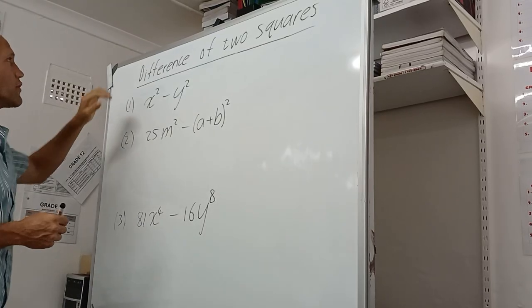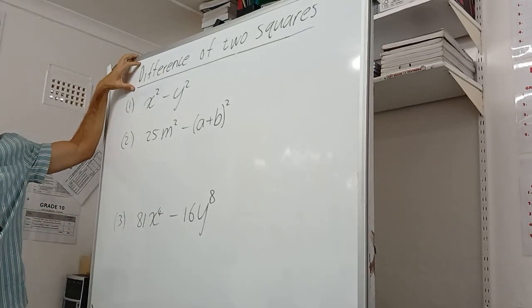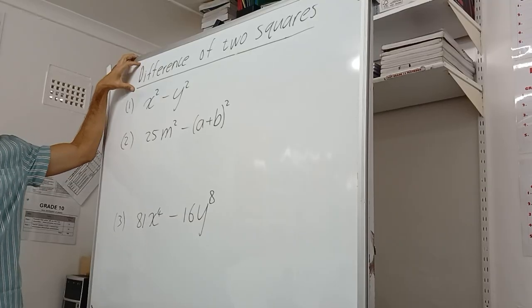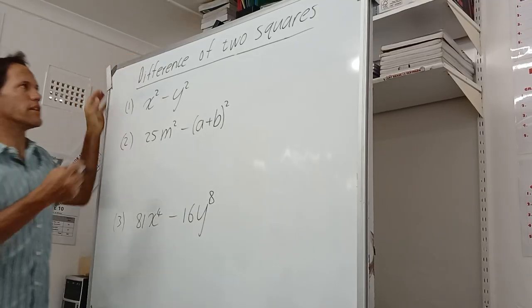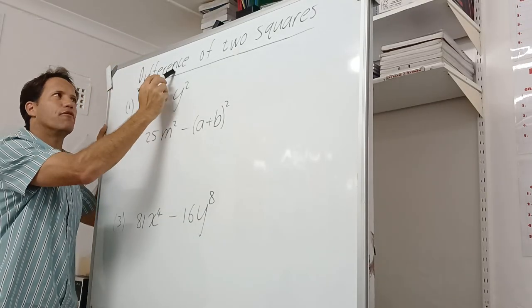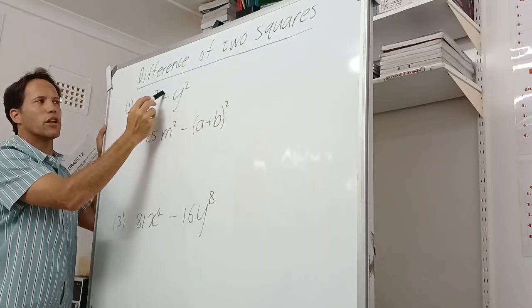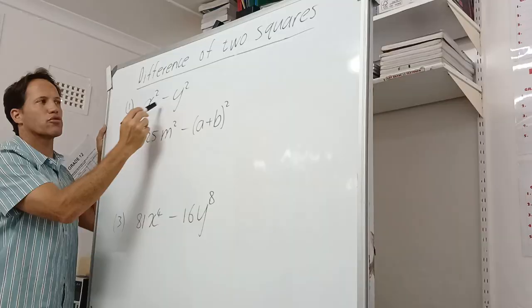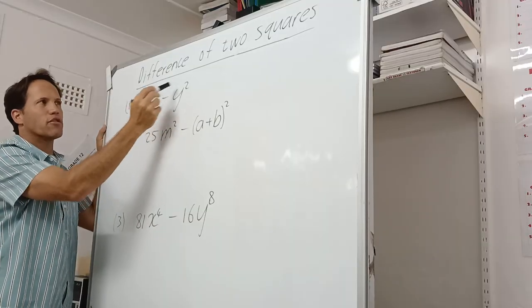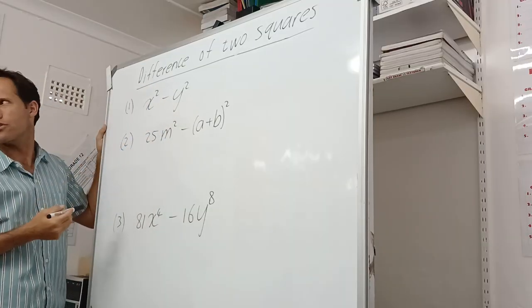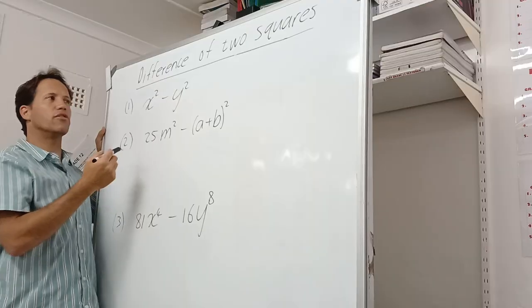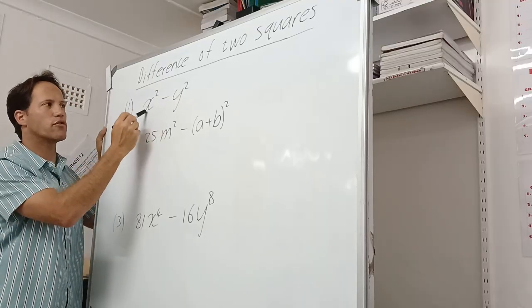So if you just think of the word difference, difference means minus. Okay, so that's a start. Just think of the word difference when we talk about difference of two squares. First of all, it must be a minus between the squares, and you must have a square and a square. Otherwise, you can't use this method. You can only use this method when you've got the difference of two squares.